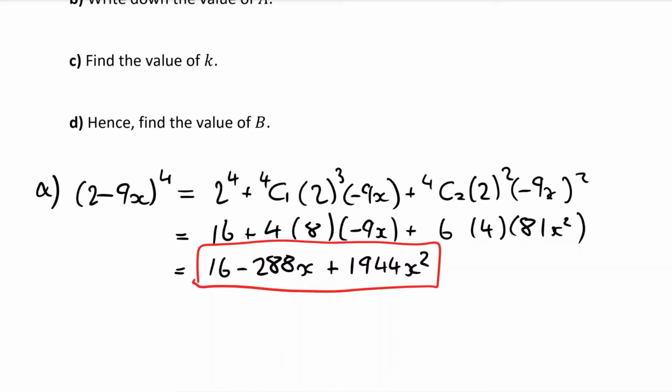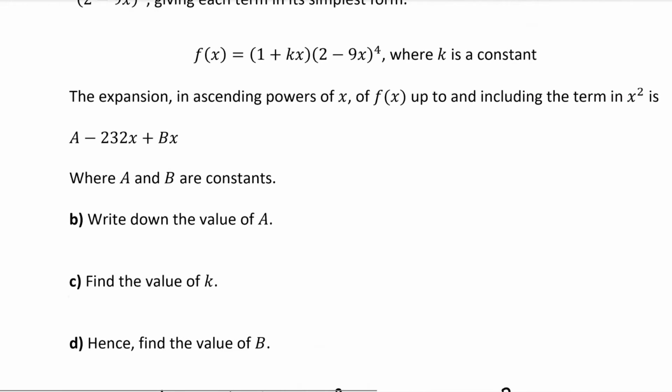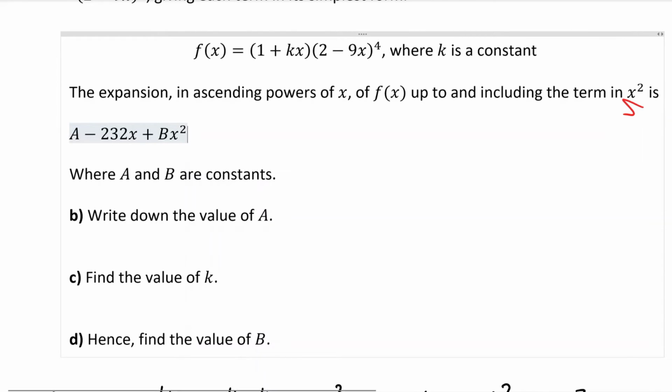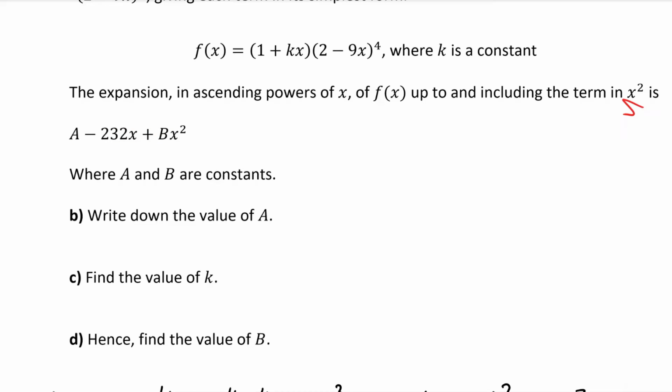Okay, so for question B, we are told f of x is equal to 1 plus kx multiplied by 2 minus 9x to the 4, where k is a constant. The expansion in ascending powers of x of f of x up to and including the term x squared is a minus 232x plus bx squared, where a and b are constants.